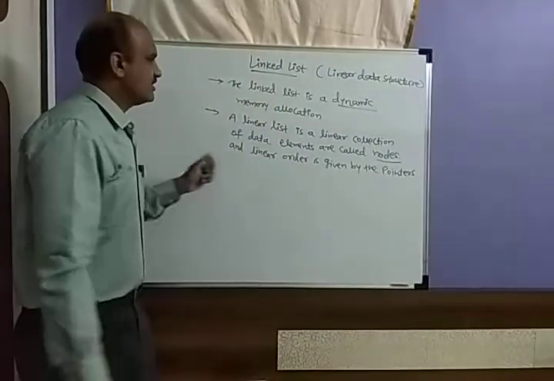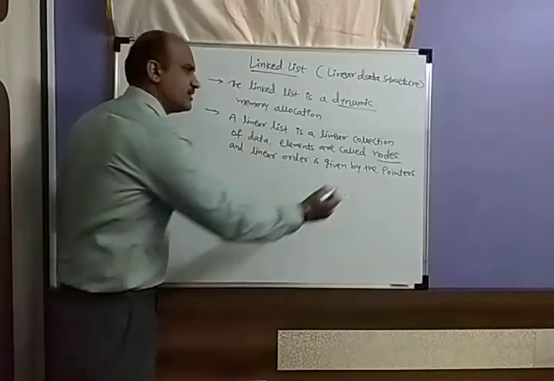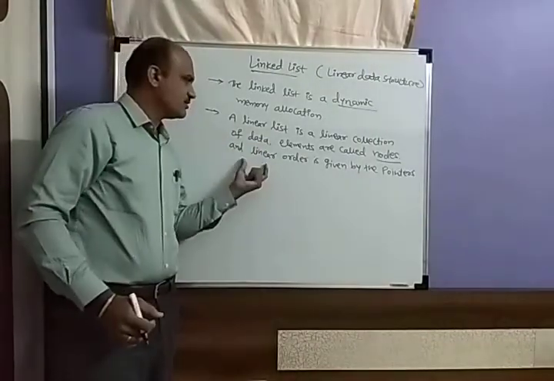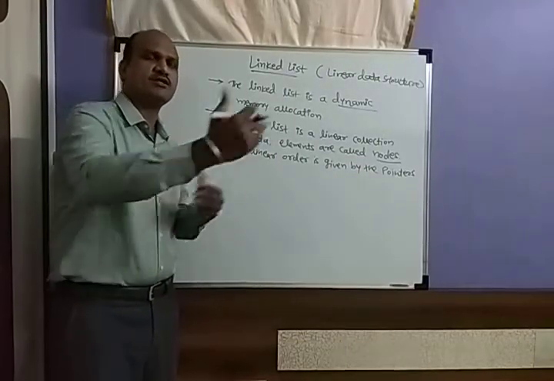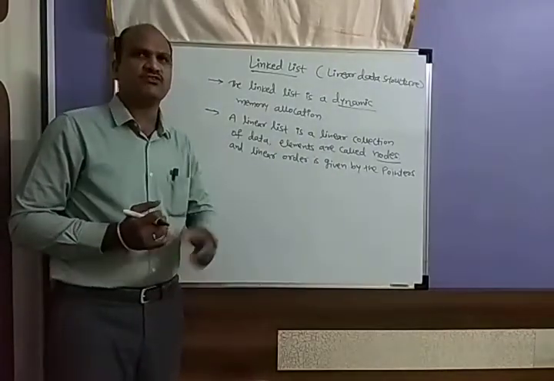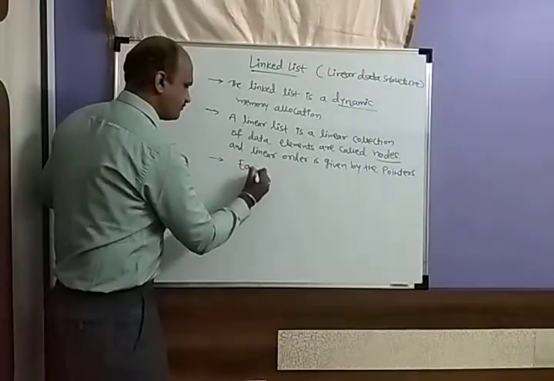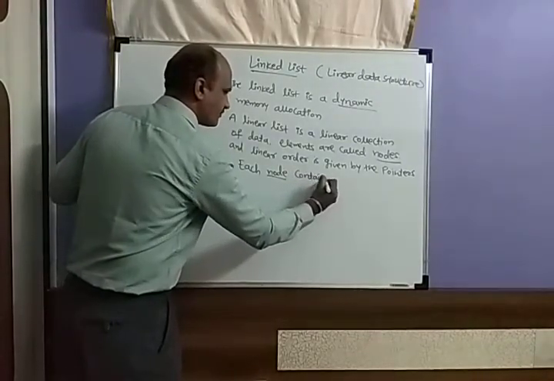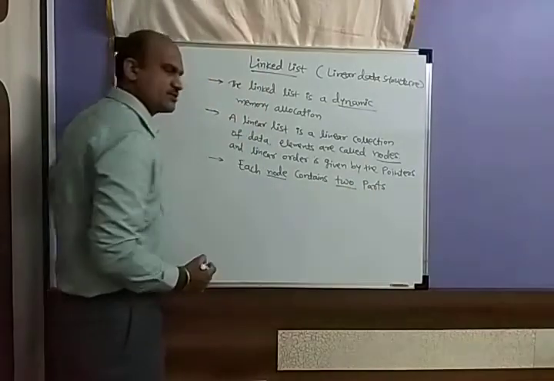So this is how the linear list is a linear collection of elements, which we call nodes. We can create any number of nodes with the linear order of pointers. Each node will be connected to the next node. So what exactly is a node? Each node contains two parts.